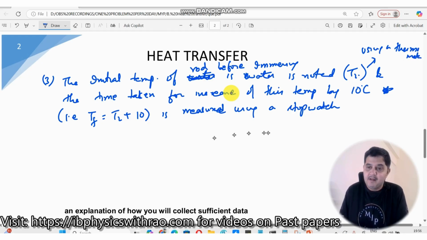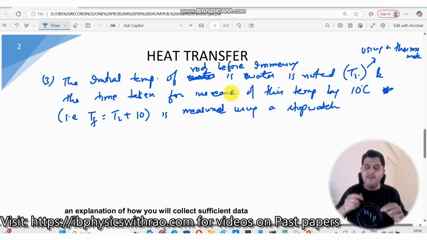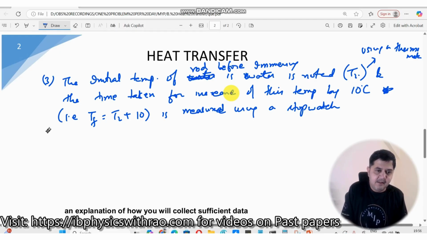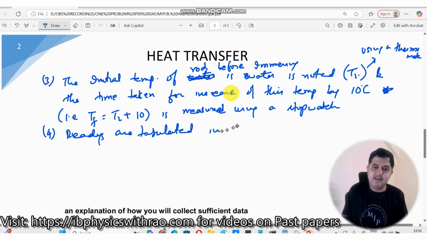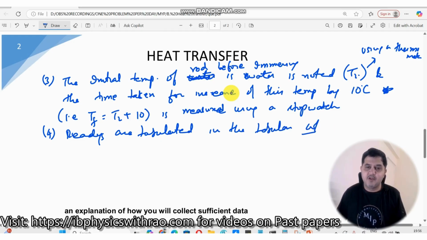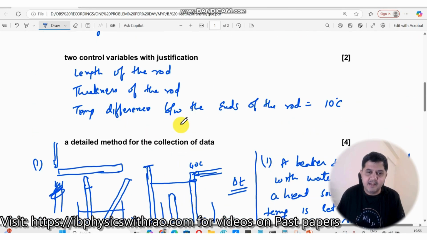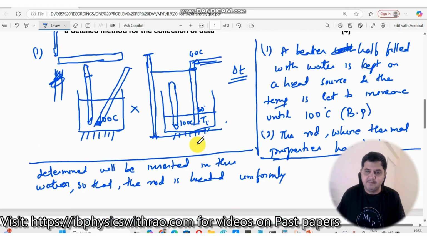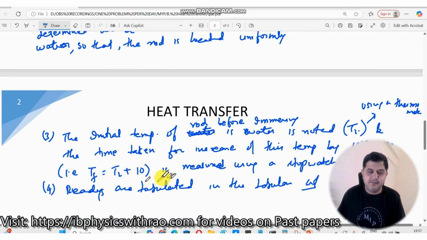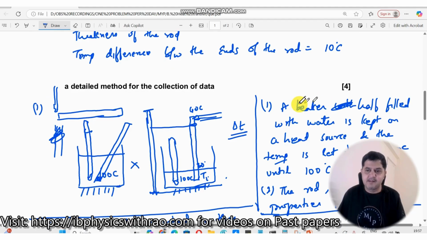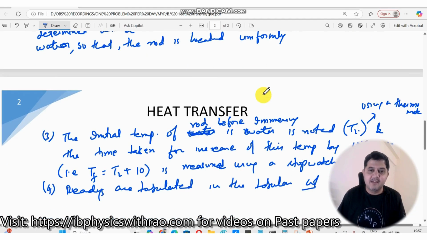Okay, so now we have inserted the rod, we are finding out what is the time taken, we have done all this. Next, what is the next step? Readings are tabulated in a tabular column. Okay. Let's see whether we have presented everything. Detailed method for the collection of data. We have done all 4 points, 4 parts, fully. Okay. Let us move on to the next one.